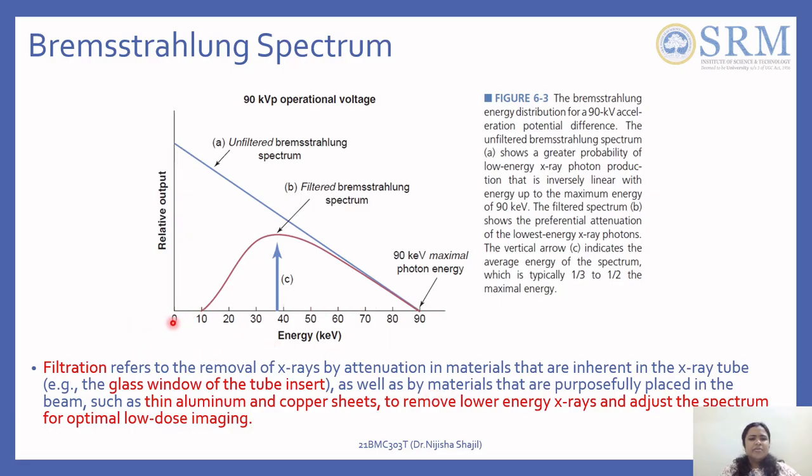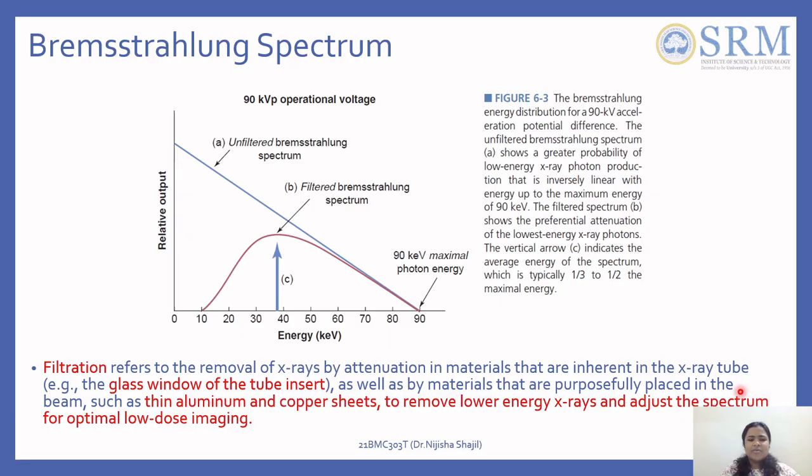You can see here, it can be from 0 to 90, all types of radiation will be available. So what they usually do is filter it. They will try to remove unwanted radiation to get this red colored line. Filtration is nothing but removing X-rays by attenuating them in materials that are inherent to the X-ray tube. So you have a window.